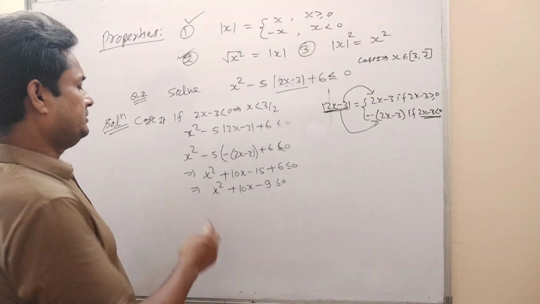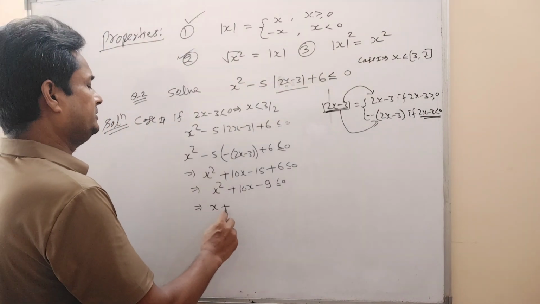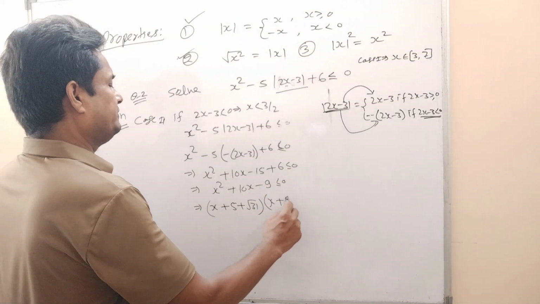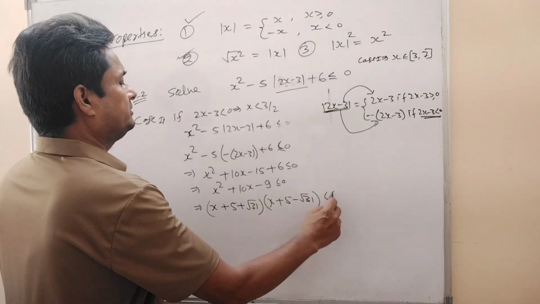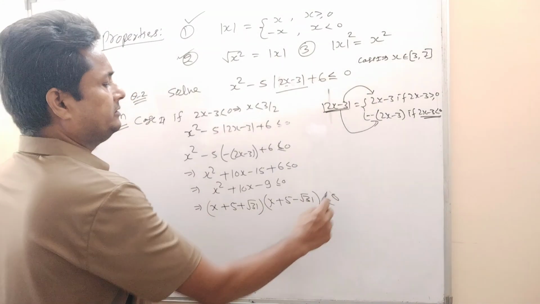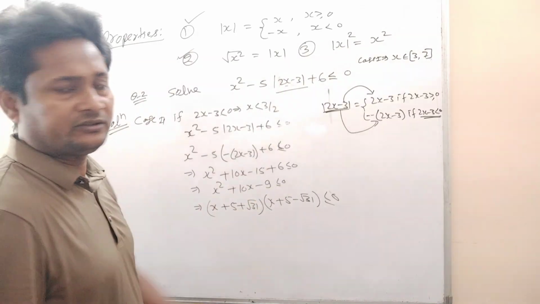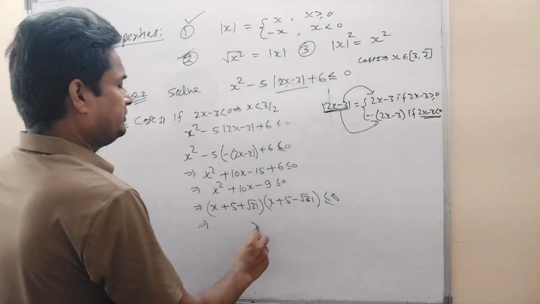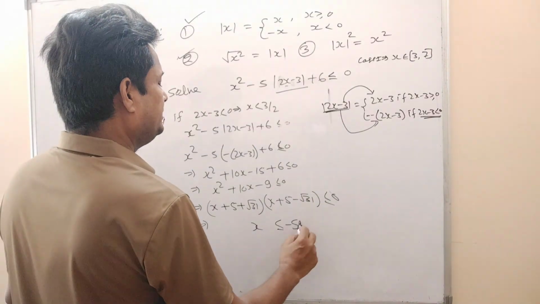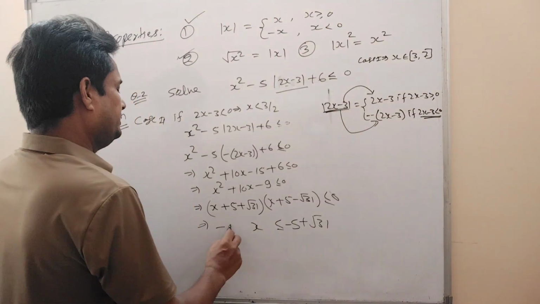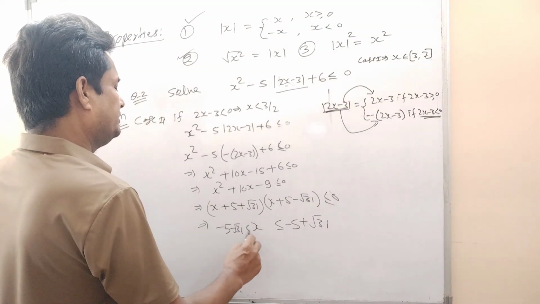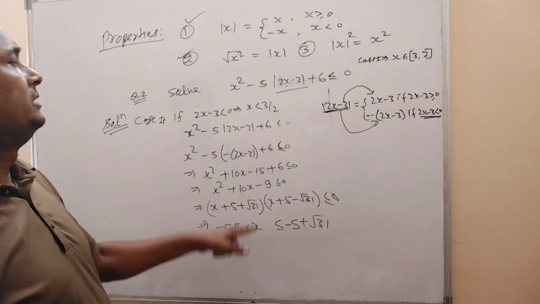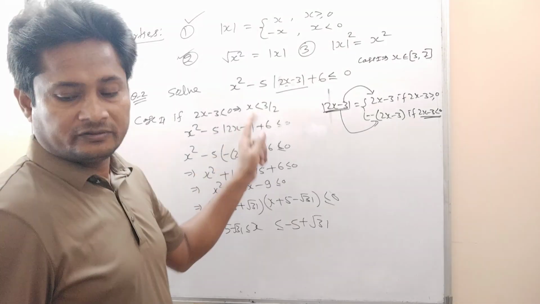Now what were the factors? If you factorize, it will be x plus 5 plus root 31, and another x plus 5 minus root 31, less than or equal to 0. We solved this one by factorizing in the previous case. Then it was equal to 0. So this solution will be x less than or equal to minus 5 plus root 31, and greater than or equal to minus 5 minus root 31. Now we have to take the intersection between this and this inequality. So what will the answer be?